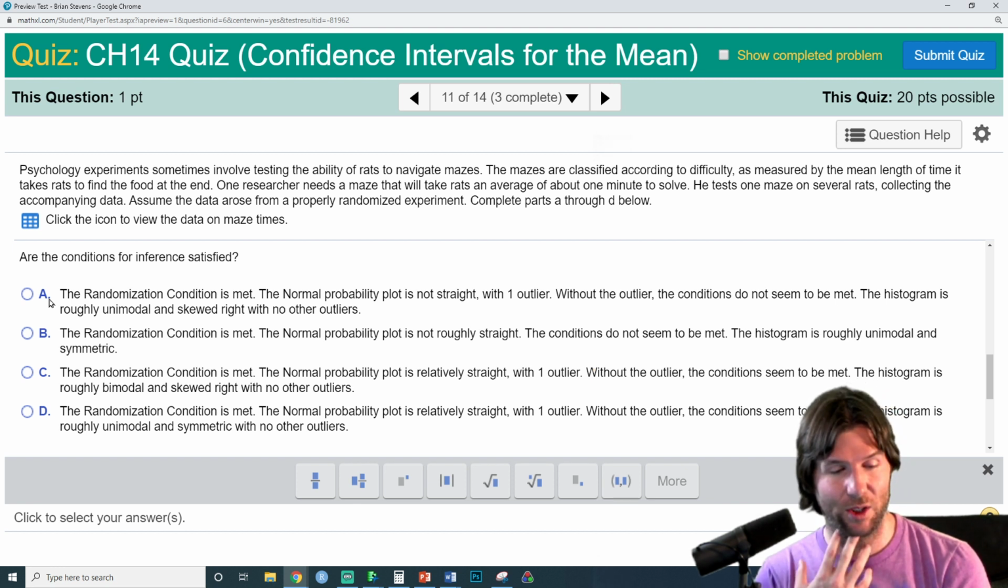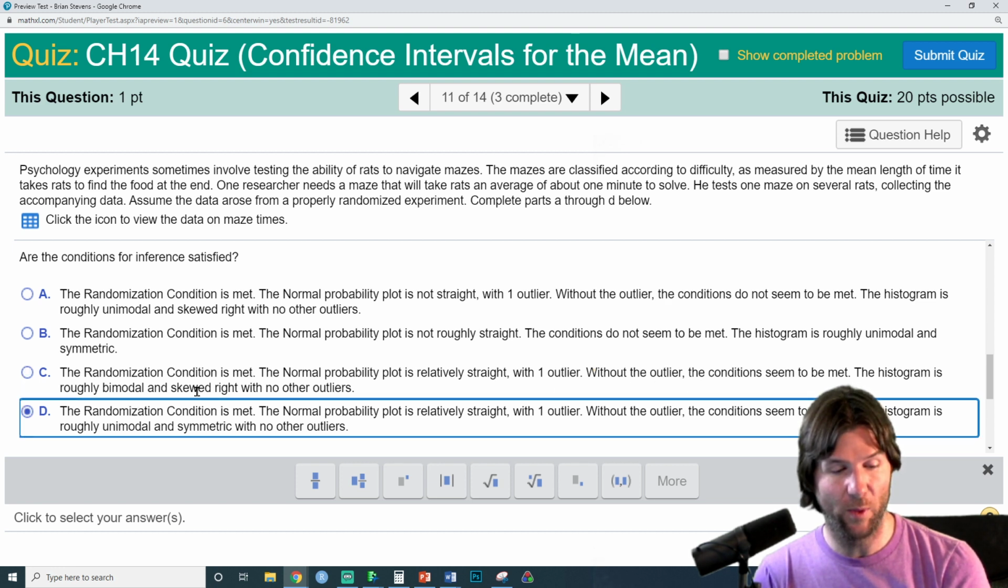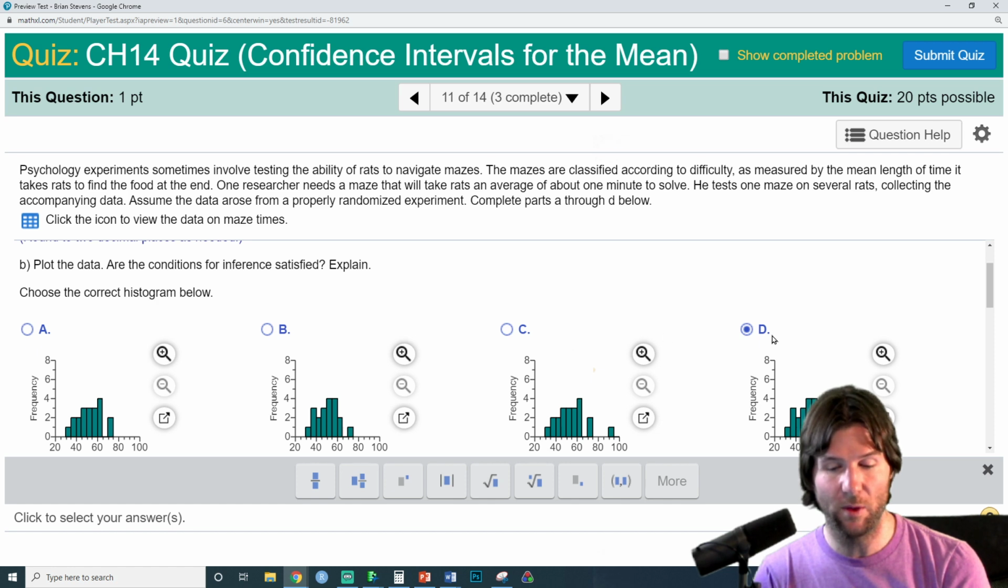So the randomization condition is met. The normal probability plot is not perfectly straight. It's roughly straight, with one outlier. Without the outlier, the condition seems to be met. It's not bimodal. It is unimodal. We need it to be unimodal.